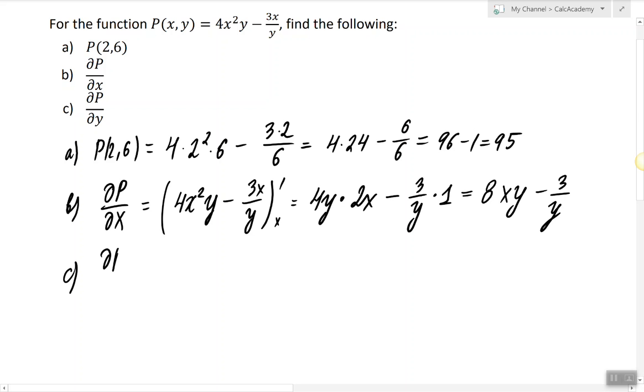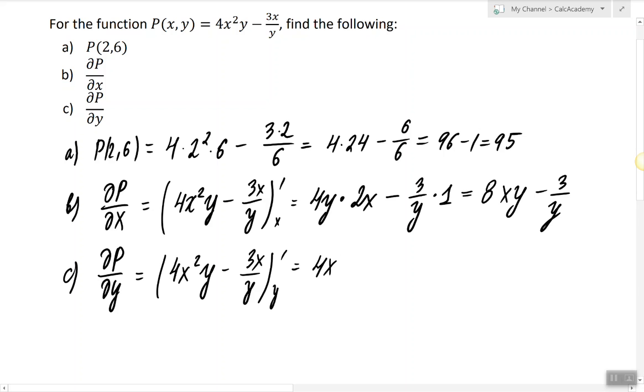Now, finding the partial derivative with respect to y means now we'll treat x as a constant. So that means the derivative of 4x squared y is now 4x squared, because it's a constant in front of y, times the derivative of y, which is 1, minus 3x, that's a constant in front of 1 over y, times the derivative of 1 over y, which is negative y to the negative 2.